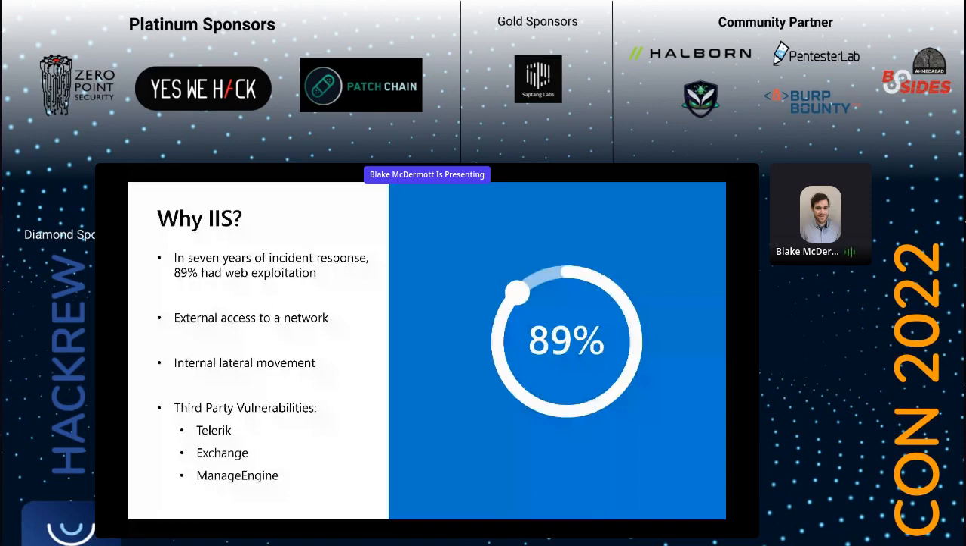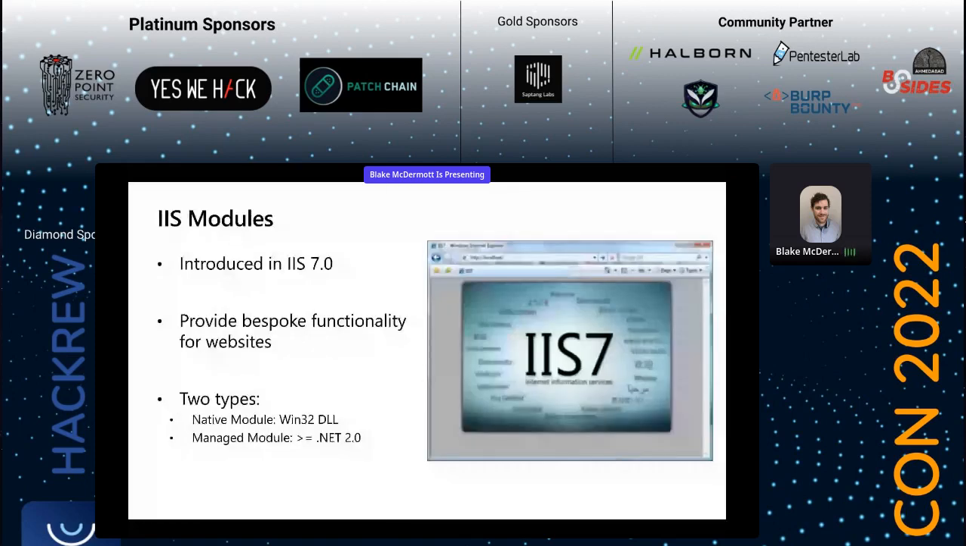IIS modules were a feature added in IIS 7 back in 2008. They allow for additional capability to be added to a website through DLLs rather than building it into the ASPX website. There are two types of modules: native modules, which are usually written in C or C++, and managed modules, which instead use C# and gain the full power of .NET. Modern OSs have at least .NET Framework 4.5 installed on Windows.